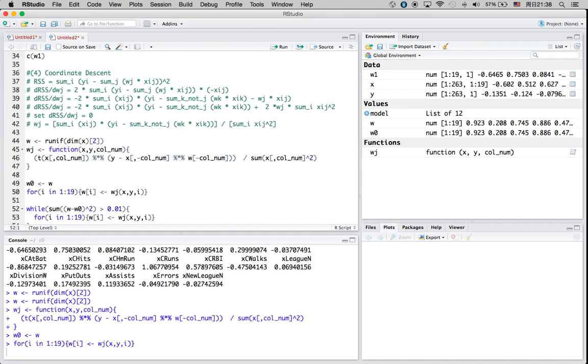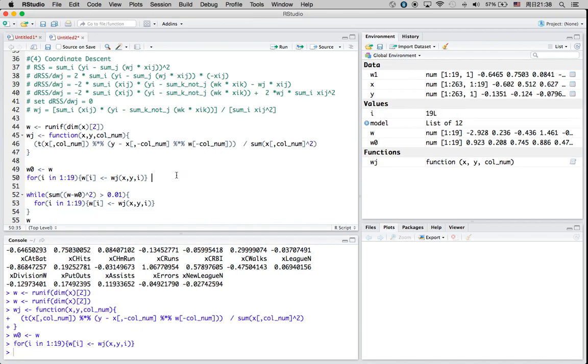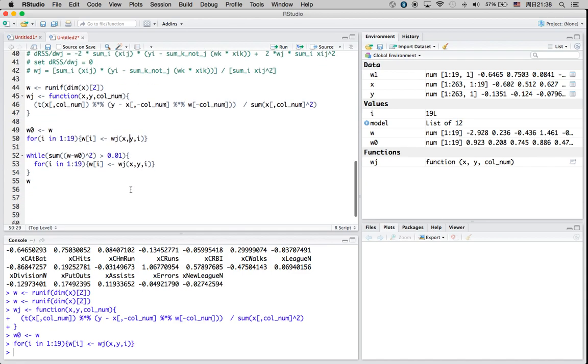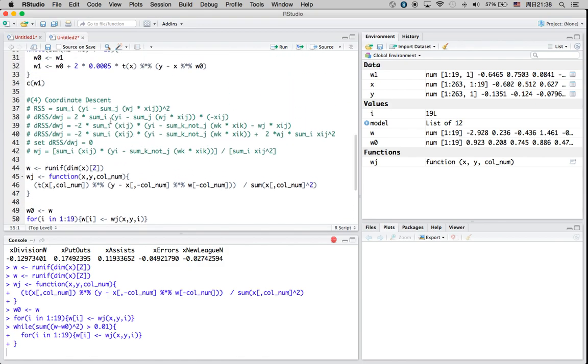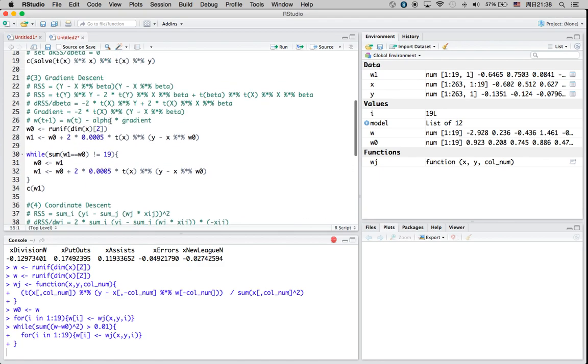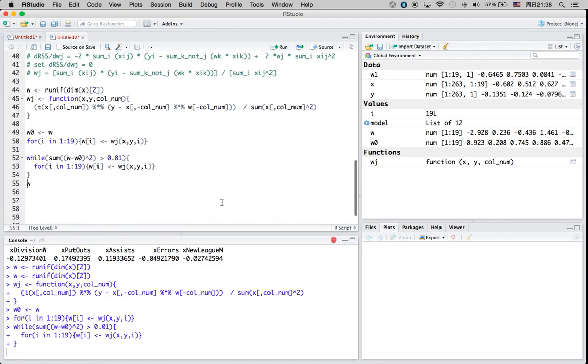So now let's take a look. This will be my first update on the coefficient, and then I'm going to run this while loop. It might take a long time since there's a for loop nested in the while loop, so it is more computationally expensive compared to gradient descent. It might converge or might not, depending on your initial value.